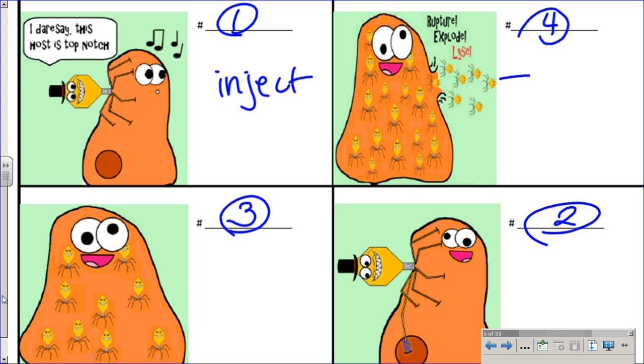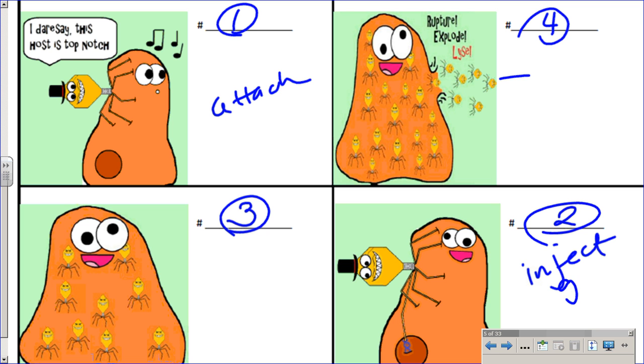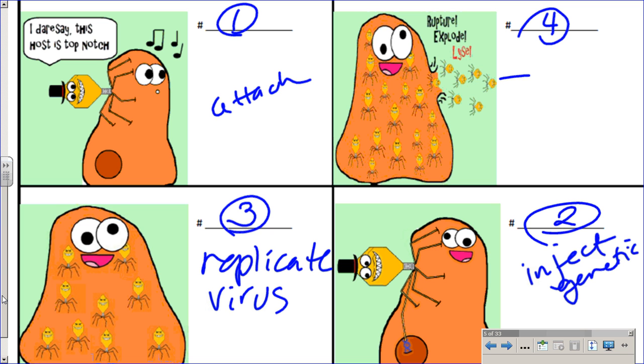Okay, so 2, what is happening? It's injecting. All right, sorry, I put inject over here. This one's, what do you guys want to say? Thank you. Attach, inject, and you're injecting your genetic material here. Then what is number 3 doing? Replicating, making more virus babies. Replicating virus. And then 4, lyse or burst.